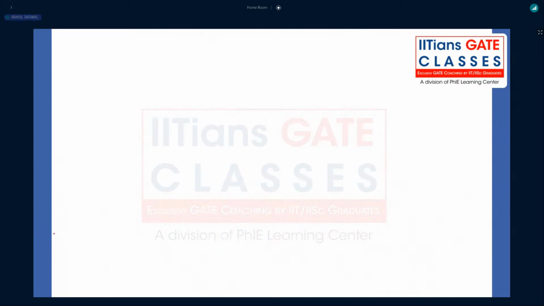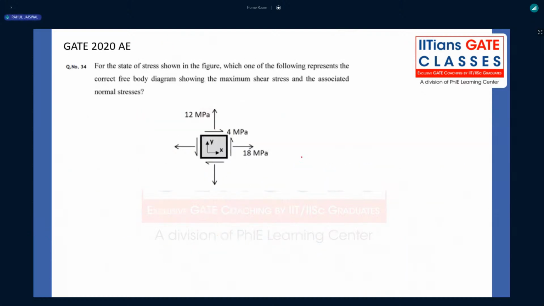Now, let's discuss this last problem regarding the analytical method. Then we can solve by the Mohr circle method, right? We can discuss the Mohr circle. Now, for the state of stress shown in the figure, which of the following represents the correct free body diagram showing the maximum shear stress and the associated normal stresses? Now you can see this particular problem, all of you. Tell me, guys. All of you can see the problem.